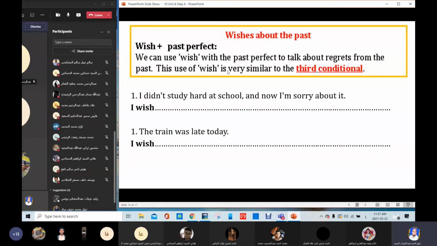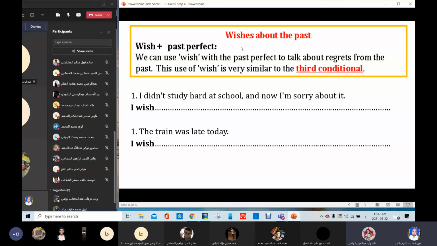This use of wish is very similar to the third conditional, the same as the third case of if. You remember: if you had studied hard, you would have passed the exam. If you had studied hard, you would have passed the exam. I wish you had studied hard. You would have passed the exam.